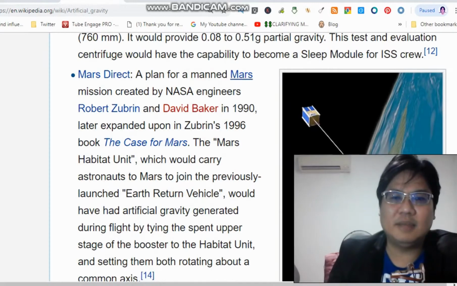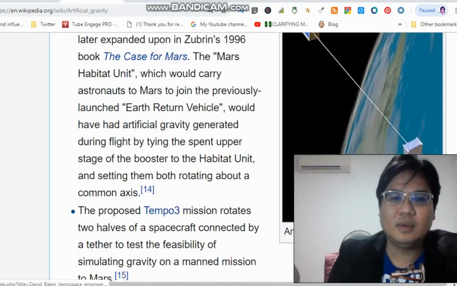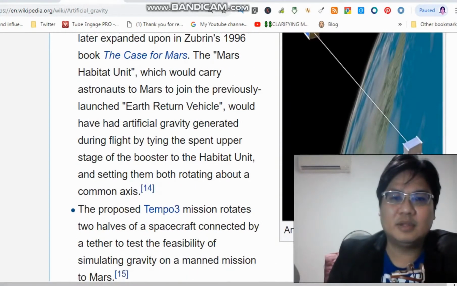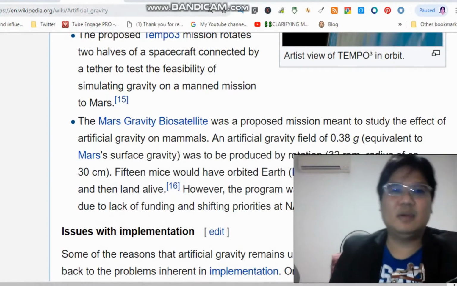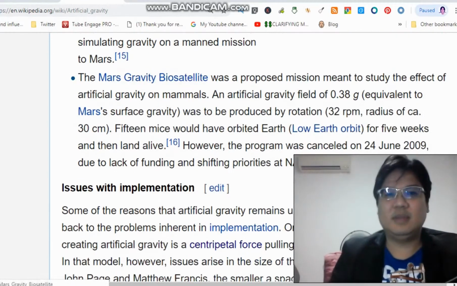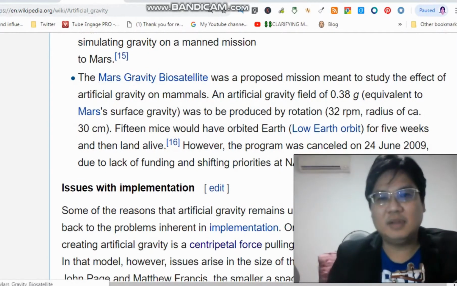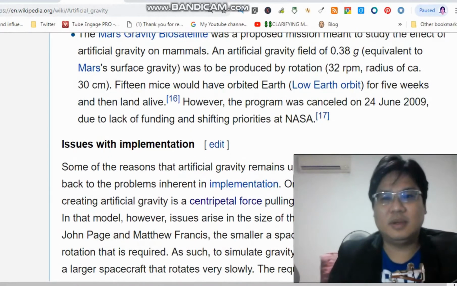There's a Mars Direct plan that will carry astronauts to Mars to join a previously launched Earth return vehicle. There's Tempo 3, there's Mars Gravity. You can actually read up all these missions that have already been there. But this Mars Gravity via satellite wasn't successful because it was cancelled on 24th June 2009 due to lack of funding and shifting priorities at NASA.